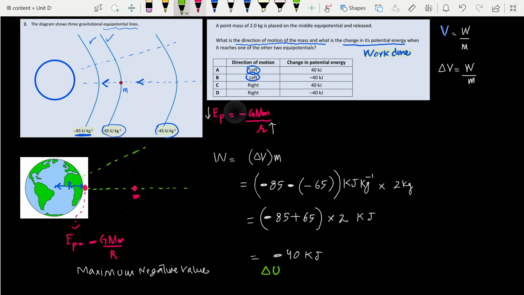Okay, in other words, you can see that the potential energy change will be negative, because you are moving from a less negative value of potential energy to a larger negative potential value. So when you take the difference, it will be negative. So it is negative 40 kilojoules. So the right answer is B.